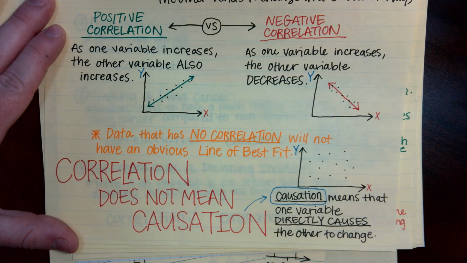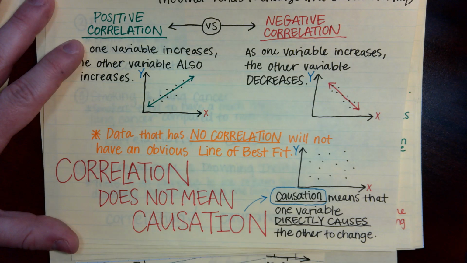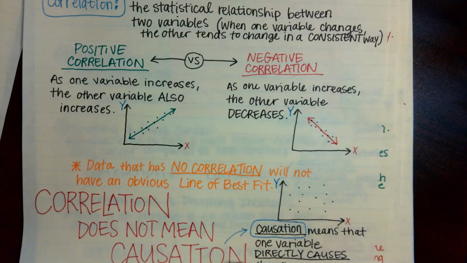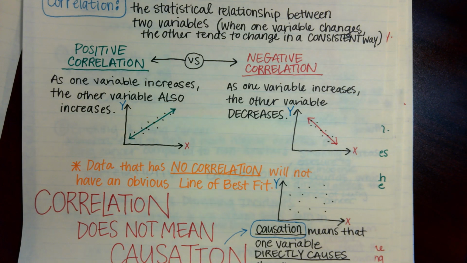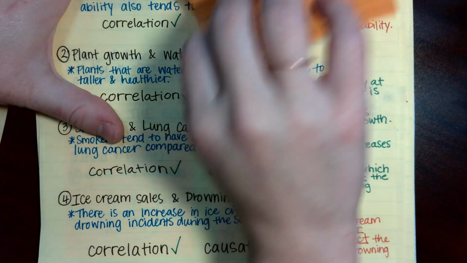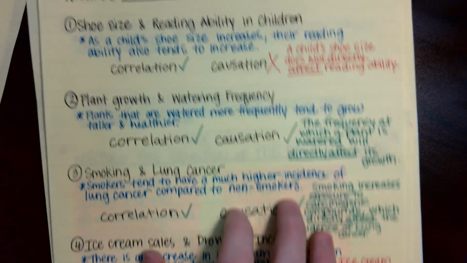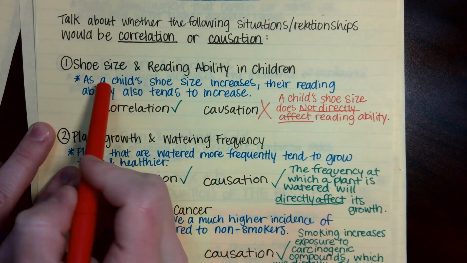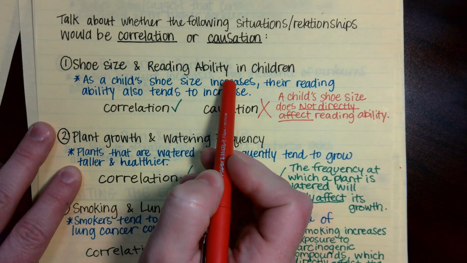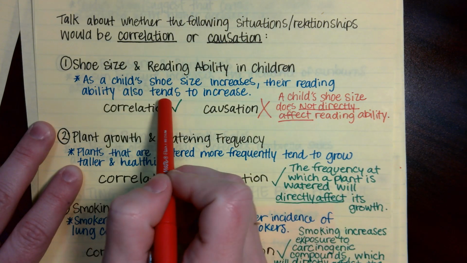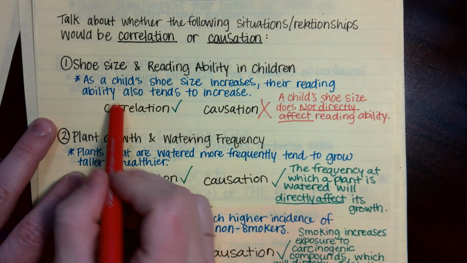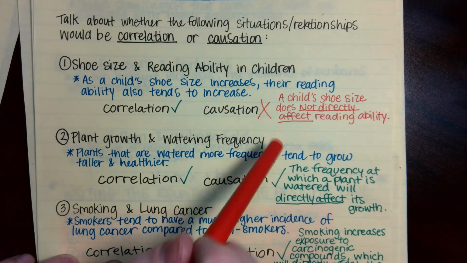Causation means that one of the variables is directly causing the other one to change, meaning if I change one, the other one is also suddenly going to change in the same way. Here are a couple of examples we talked about. Like shoe size and reading ability. We notice that as a child's shoe size gets bigger, their reading ability also increases. They get better at reading when their shoes get bigger. So this is correlated. They both grow at the same rate, but this is not causation.